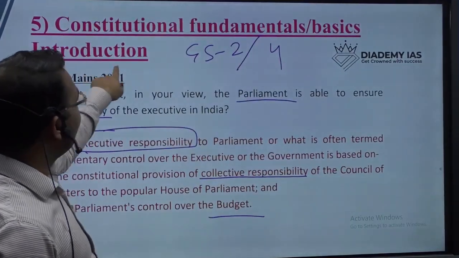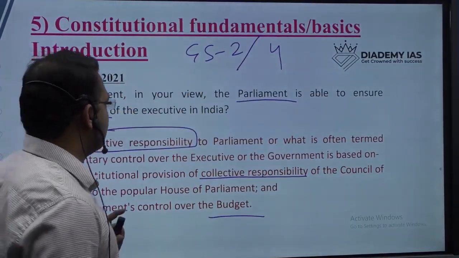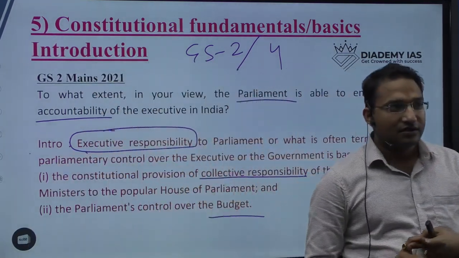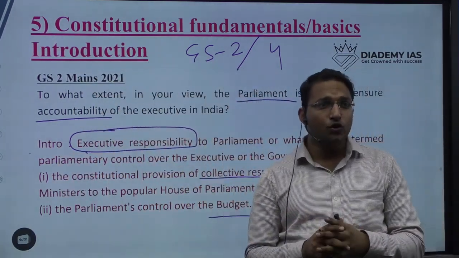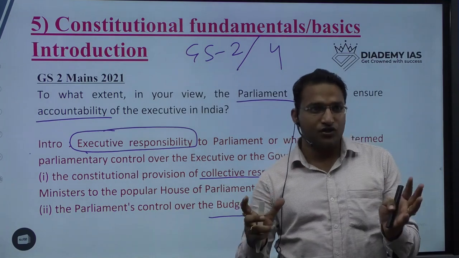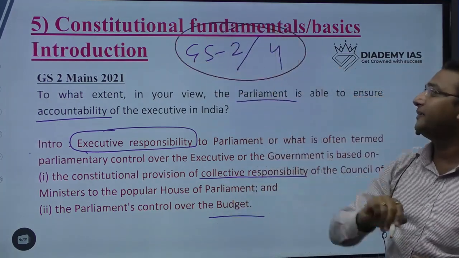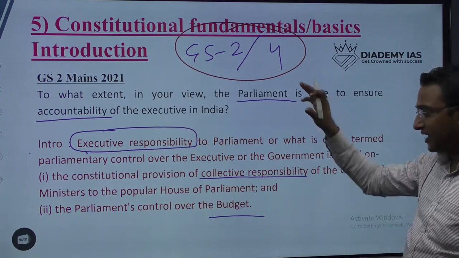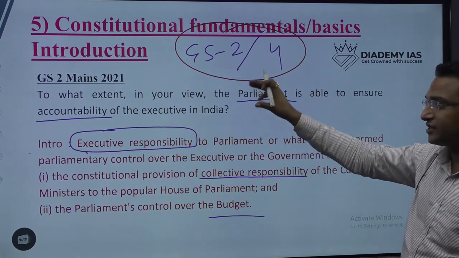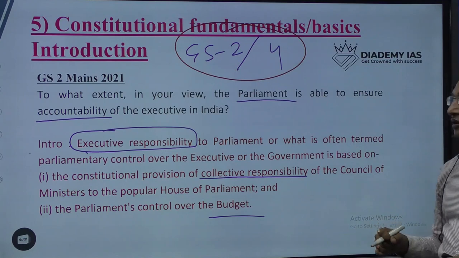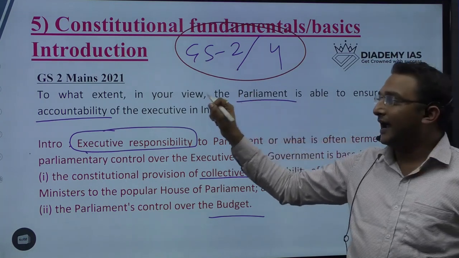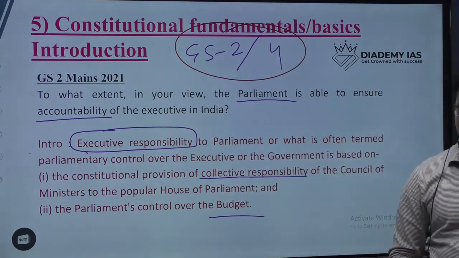Then we have constitutional fundamentals or basic introduction. In this case, first of all, where can you use this? Mostly in the polity questions, GS2, GS4 questions, right? And again, I'm coming back to the same question which I was discussing in the facts-based introduction, the parliament and the accountability to the executive, okay?